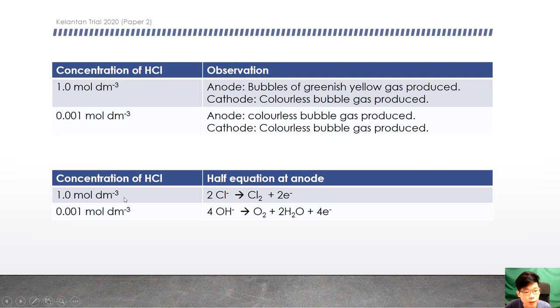Okay, so for the half equation at the anode, for the concentrated one, chloride ions release 2 electrons, undergo oxidation, and produce chlorine gas. Chlorine gas is a greenish yellow gas. Then if it is dilute, it produces oxygen gas, which is a colorless gas bubble. So this is how we present the answer. 10 marks in total.